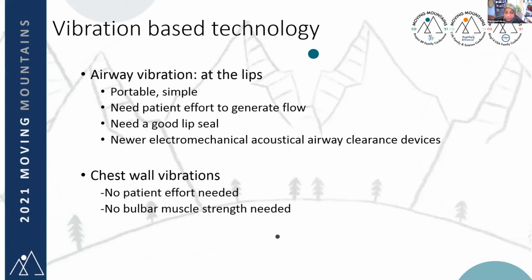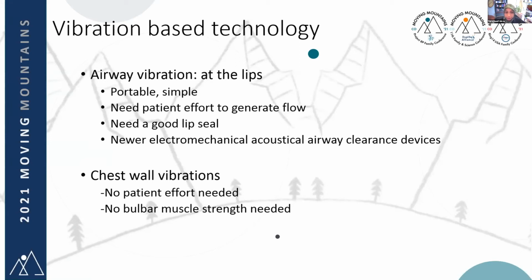So we need our kids to be able to follow instructions adequately to generate a strong enough flow, and there must be a good lip seal. There are some newer electromechanical acoustic airway clearance devices now being approved for home usage that are effort independent. A care provider can just hold those over the patient's mouth as a mask or a mouthpiece and turn on the machine, and the machine is able to create the same kind of airway vibrations at the lips to help transmit that kinetic energy down into the lungs and help mobilize those secretions so they can make their way out.